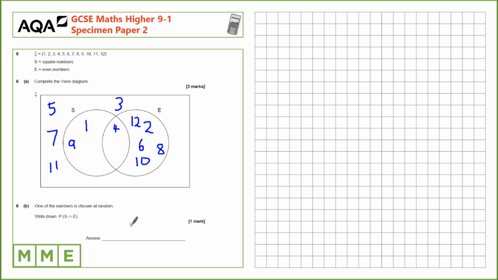One of the numbers is chosen at random. Write down the probability of S intersect E, that's it being a square number, intersection with it being an even number. If we look at the Venn diagram, that region is here, where the square numbers and even numbers intersect, so that's 4. There's only one of them divided by a total of 12 numbers. Our probability is 1/12.